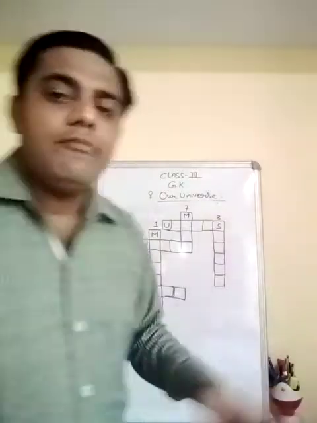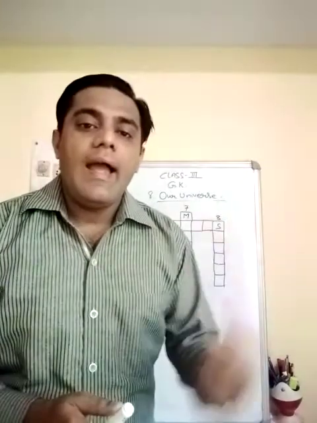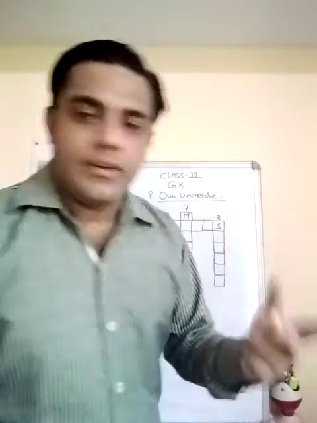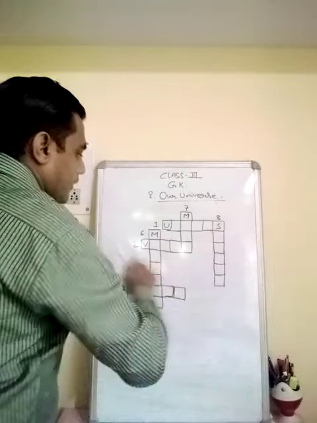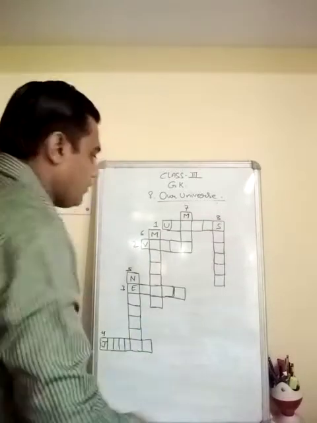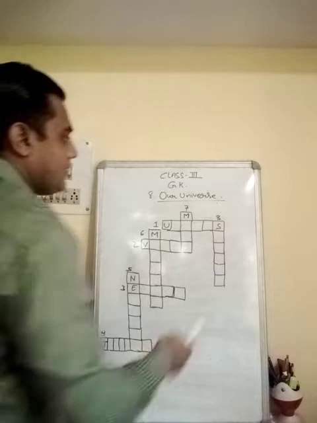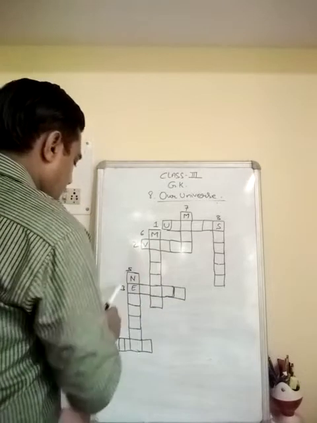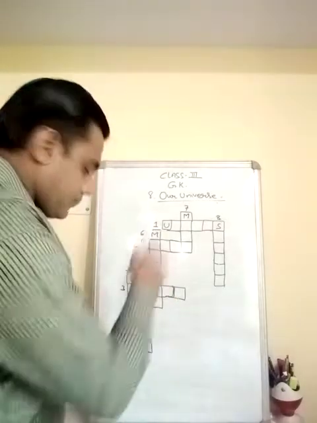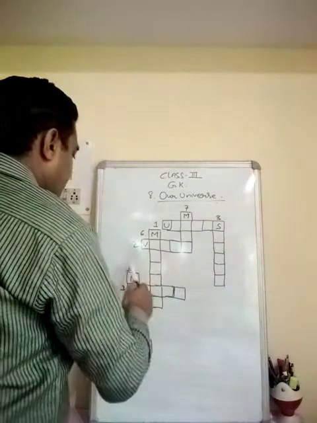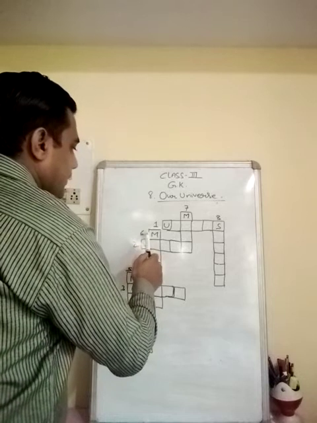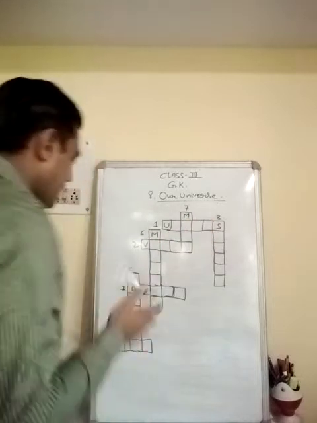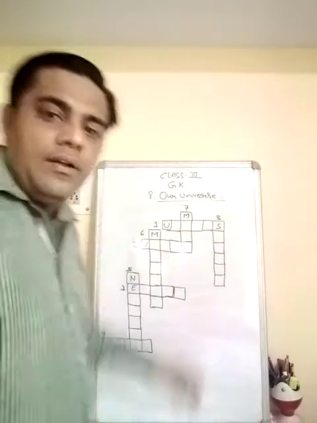Now, dear children, in every crossword there are two forms: across and down. Across means the horizontal ones, and down means the vertical ones. So you can say here number 1, number 2, number 3 and number 4 are across, and number 5, number 6, number 1, number 7, number 8 are all down. They are vertical.